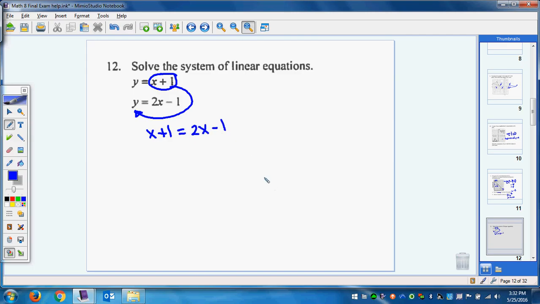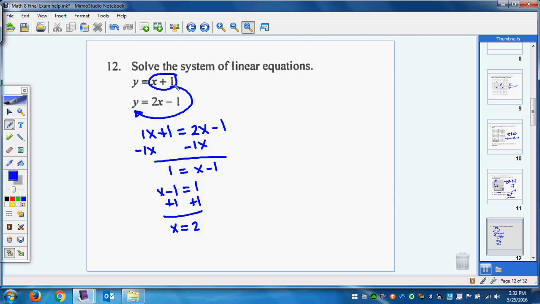If you remember, the way I taught you when you have variables on both sides is to move the smaller variable, which is my 1x. So I subtract 1x on both sides. That gives me 1 is equal to 1x, or just x, minus 1. You can switch sides if you wish, which is very helpful. I add 1 to both sides. So my x is equal to 2.